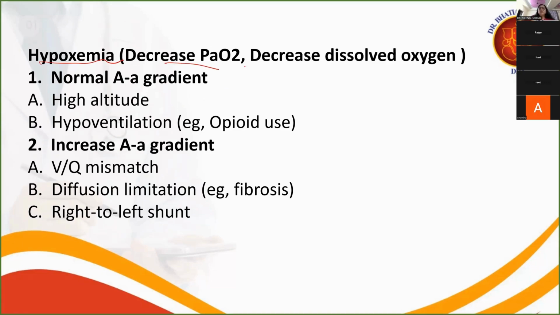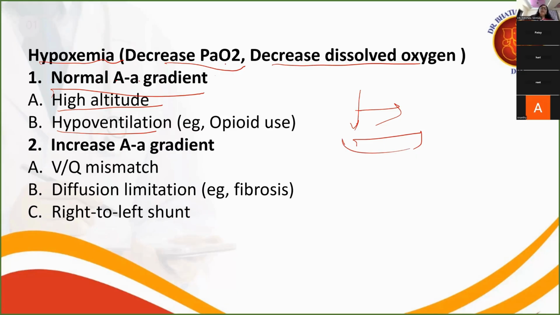Hypoxemia, that is decreased PaO2, or dissolved oxygen is decreased, with a normal gradient, that is, the alveolar-arterial gradient remains normal. That is happening at high altitude and because of hypoventilation. Why? Because the alveolar oxygen diffusion is normal, so the gradient is maintained, but the oxygen itself is low at high altitudes. So there is hypoxemia with a maintained gradient, that is high altitude or hypoventilation.